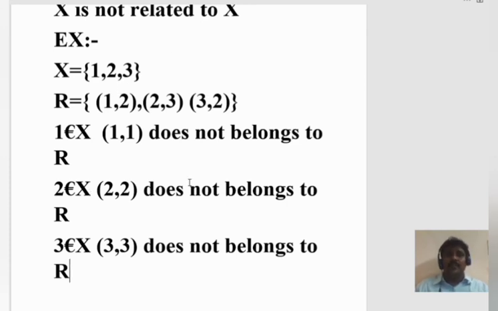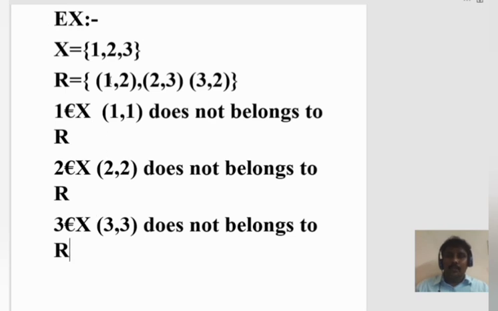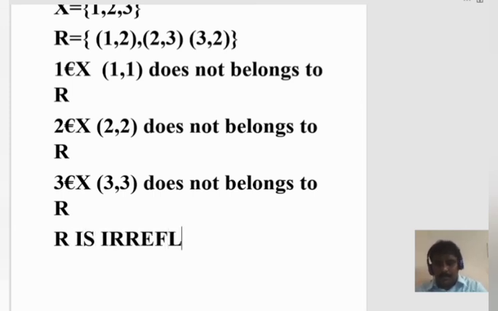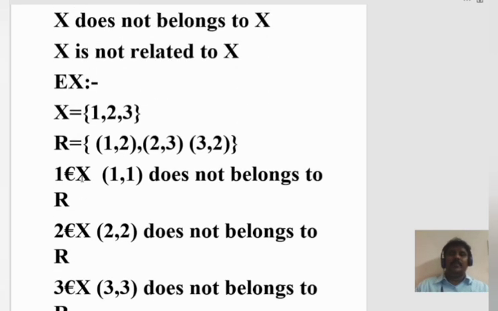Very good, it is irreflexive. Now I am taking another element. By 2 elements we cannot decide; here we are having 3 elements. So 3 belongs to X. Now (3, 3) also does not belong to R. So I have taken the 3 elements and I have seen that (1, 1) does not belong to R, (2, 2) does not belong to R, (3, 3) does not belong to R. Therefore, R is irreflexive. R is an irreflexive property.